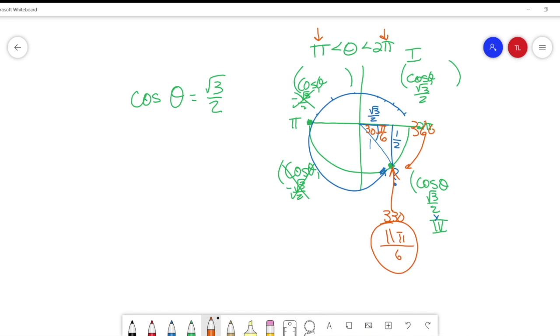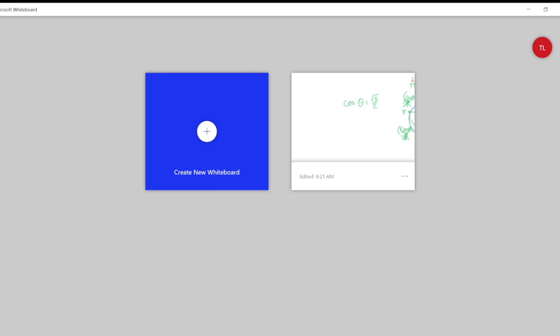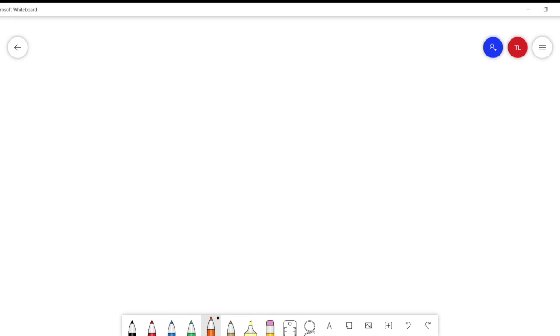You'll probably like to see another one, right? I got one ready to go. Here you go. I got about 3 of them. All right, sine of some angle is negative square root of 2 over 2.